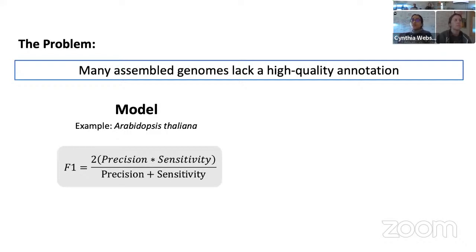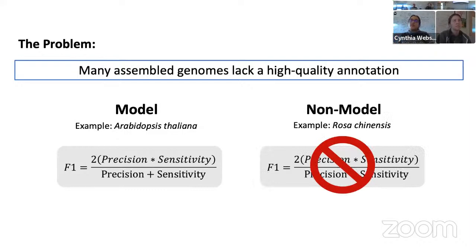Model organisms are mostly measured with a score called an F1, which is a harmonic mean between your precision and sensitivity. But non-models do not have this score to benchmark the quality of their annotation. Essentially, we don't have the answer, so there's no way to know.